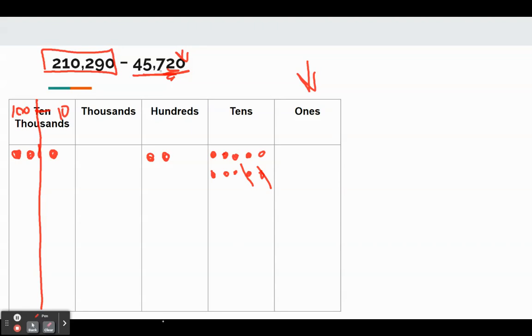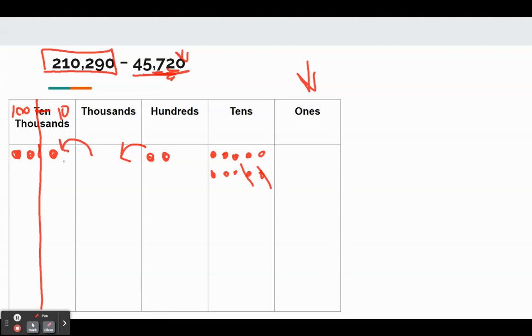All right. Now let's look at our hundreds. I need to take away 7 hundreds. I only have 200, so I can't take away 7. So what I'm going to go ahead and do is look at my thousands place and take 1,000 and break it into 10 hundreds. I don't have any thousands though. So I need to actually go to my 10,000s place.